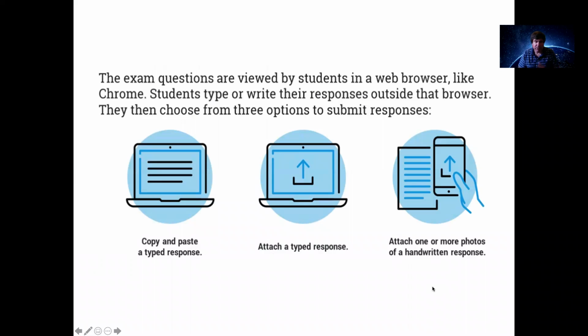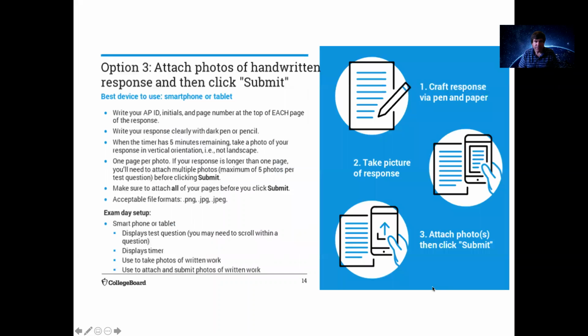They talked about 3 different ways to submit your information. You could type it in their editor, you could type it on your laptop in a Word document and send it to them, or you could take a picture with your phone, and that's what we're going to do in our class. Take a picture of the work they did, then attach that and send it to them and submit the question. So this is what we're doing.